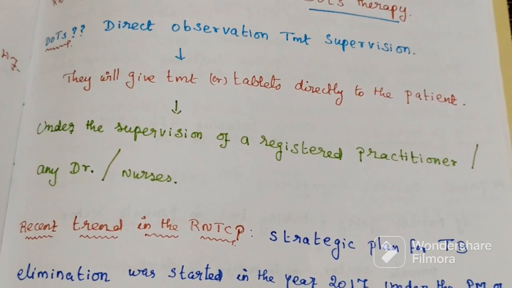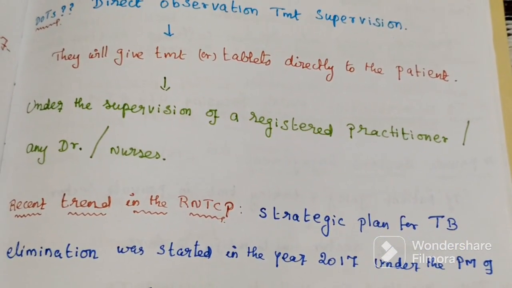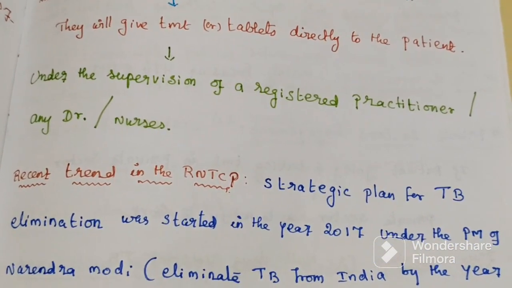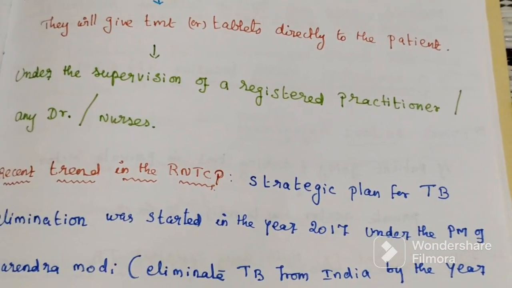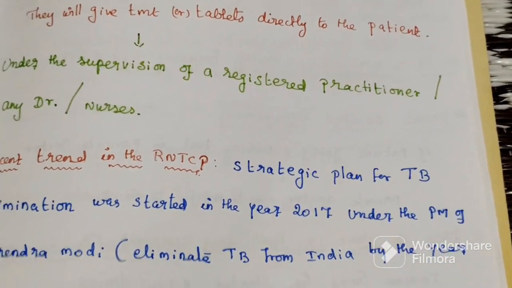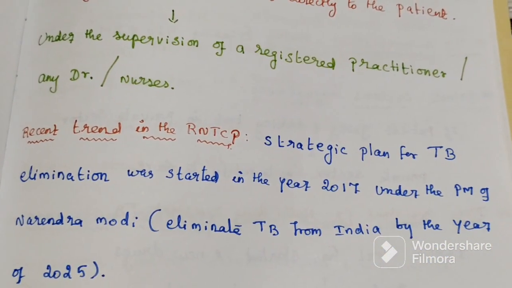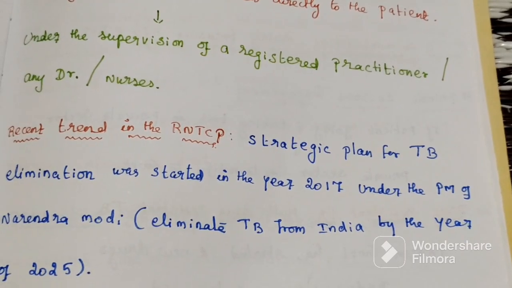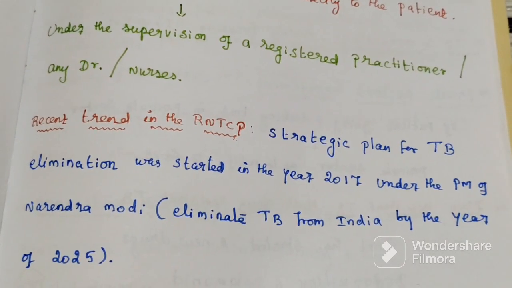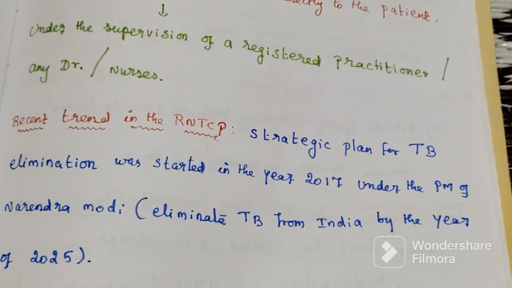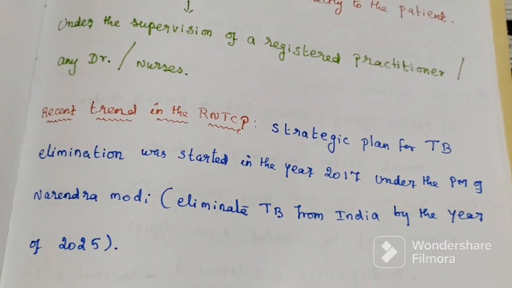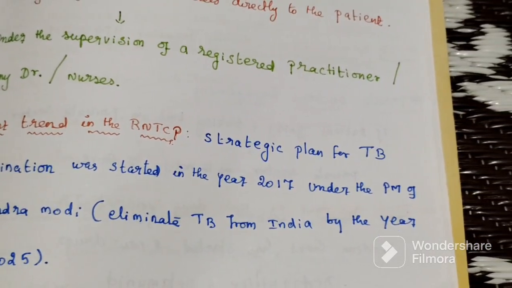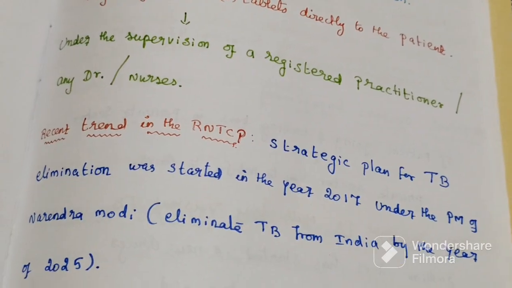At present, we have another strategic plan for tuberculosis elimination. It is a recent trend in the RNTCP program. What does the recent trend mean? The Strategic Plan for Tuberculosis Elimination was started in 2017 under Prime Minister Narendra Modi. He wants to eliminate tuberculosis from India by the year 2025, so that we have eliminated or eradicated tuberculosis from India.